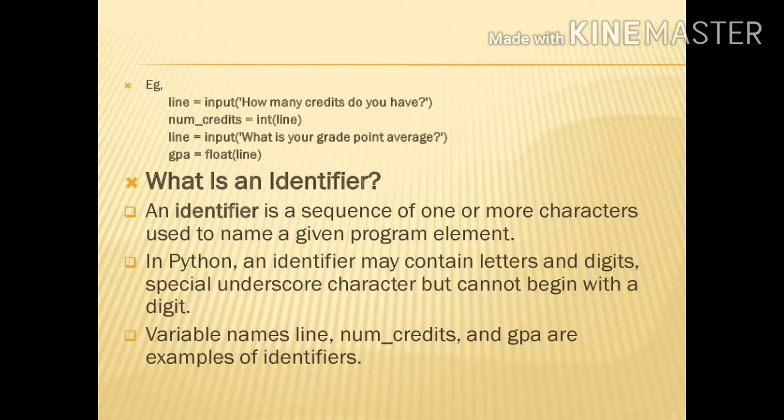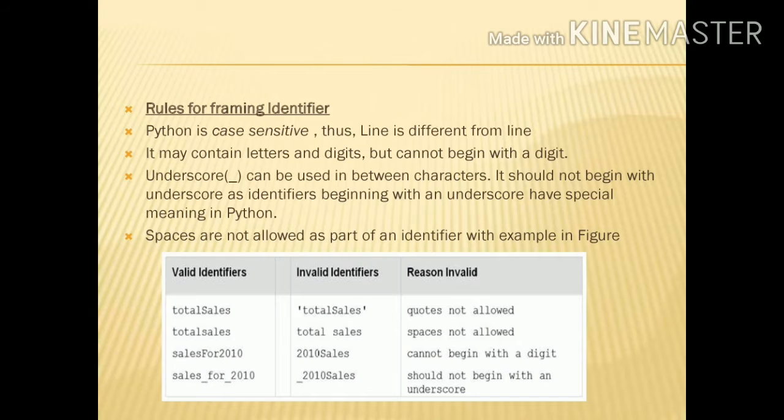The next topic, identifier. An identifier is a sequence of one or more characters used to name a given program element. In Python, an identifier may contain letters, digits and the underscore character, but cannot begin with a digit. Variable name, line, num_credits, and GPA are examples of identifiers. We have certain rules for framing identifiers. Let's see them one by one.